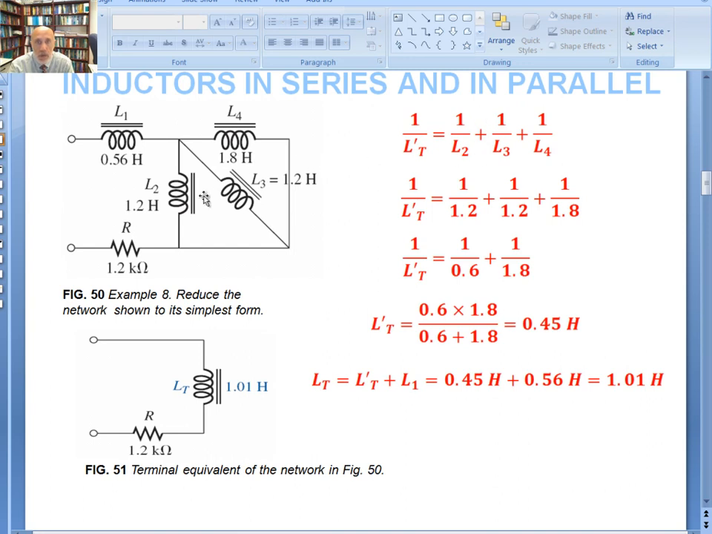would be equal to 1 over L2 plus 1 over L3 plus 1 over L4. L2 and L3 are identical, so the combination of those two in parallel simply gives 0.6, so it'll be 1 over 0.6 plus 1 over 1.8. Now you have 2 of them, so it's the product over the sum, 0.6 times 1.8 divided by 0.6 plus 1.8. Calculate that, it gives you 0.45 Henry, and all of those 3 are then connected in series with L1, so it'd be 0.45 plus 0.56, which gives you 1.01 Henry. So L total is 1.01 Henry, then you add that to the 1.2 kilo ohms connected in series.